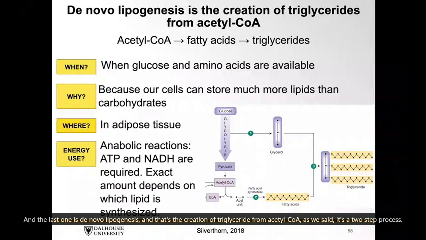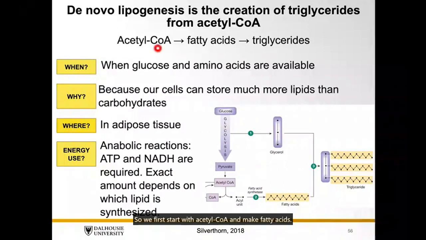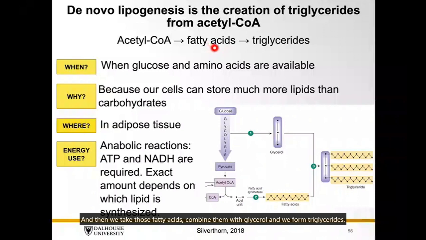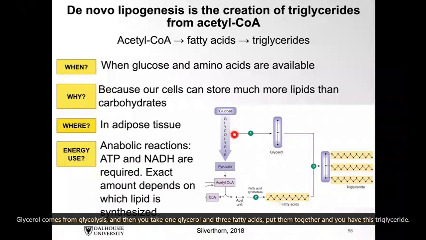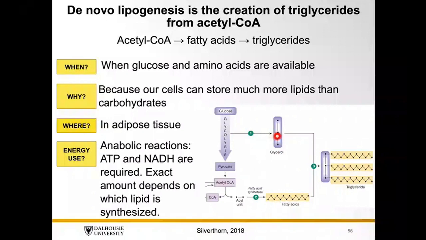As we said, it's a 2-step process. So we first start with acetyl-CoA and make fatty acids. And then we take those fatty acids, combine them with glycerol, and we form triglyceride. And this is what we see in the cartoon here. Acetyl-CoA makes fatty acid. Glycerol comes from glycolysis. And then you take 1 glycerol and 3 fatty acids, put them together, and you have this triglyceride.